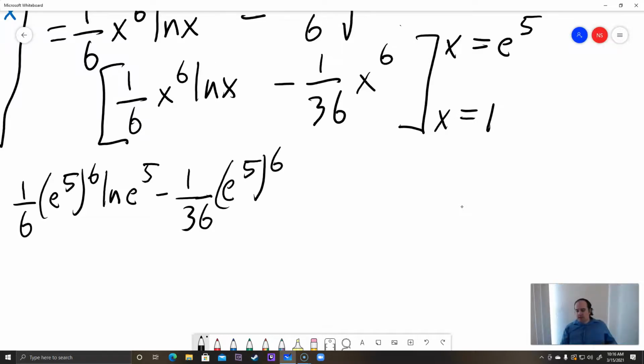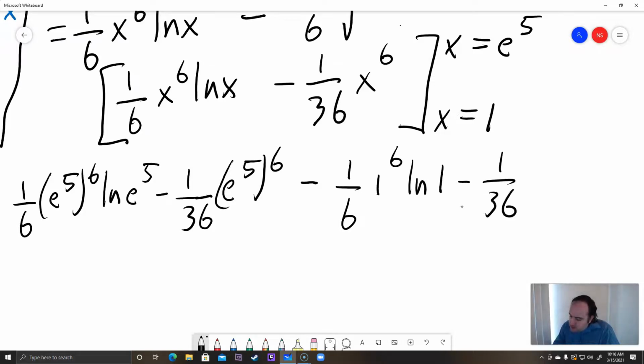So there I just plugged in the top number, e to the 5th, everywhere I had an x. Now I subtract the function evaluated at the bottom number, which is 1. So I'm going to have minus 1/6 times 1 to the 6th times ln of 1 minus 1 over 36 times 1 to the 6th.